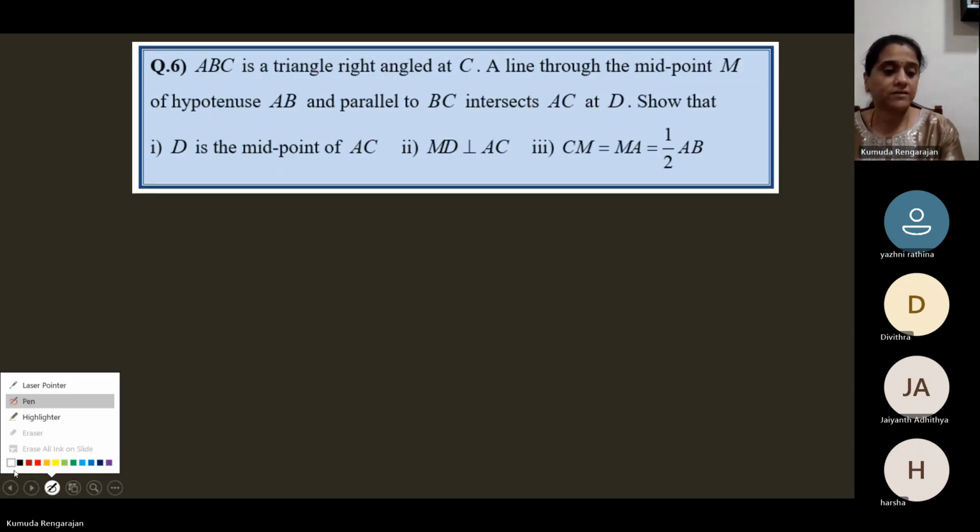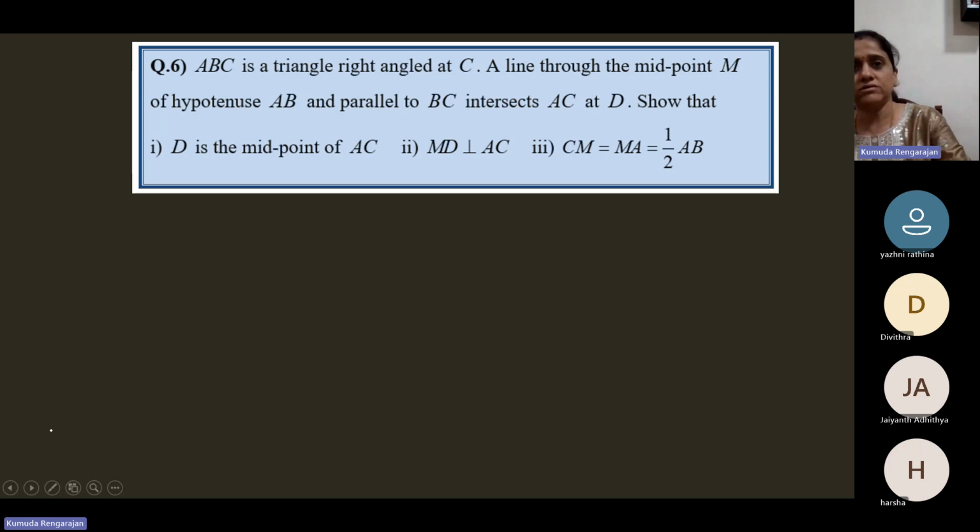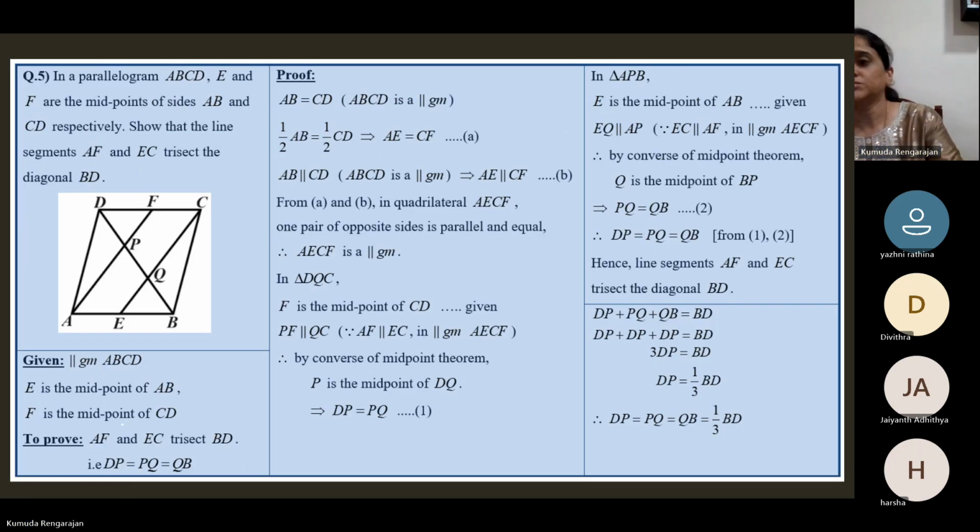Next one. Finish writing? Yes or no? No, no. Okay, complete now. Complete. Yeah, you need to take down that also. You completed? Take it. Okay.